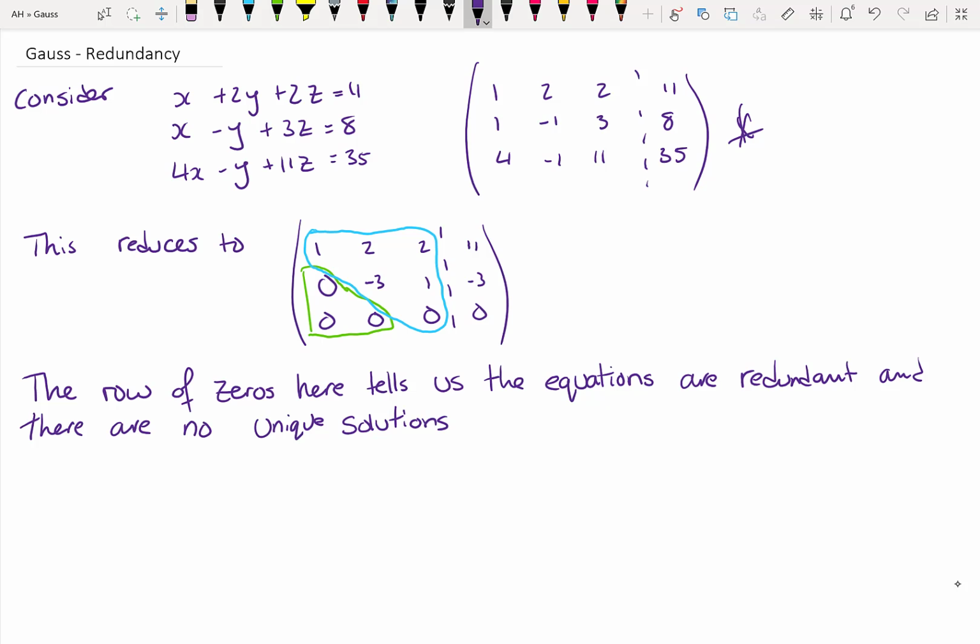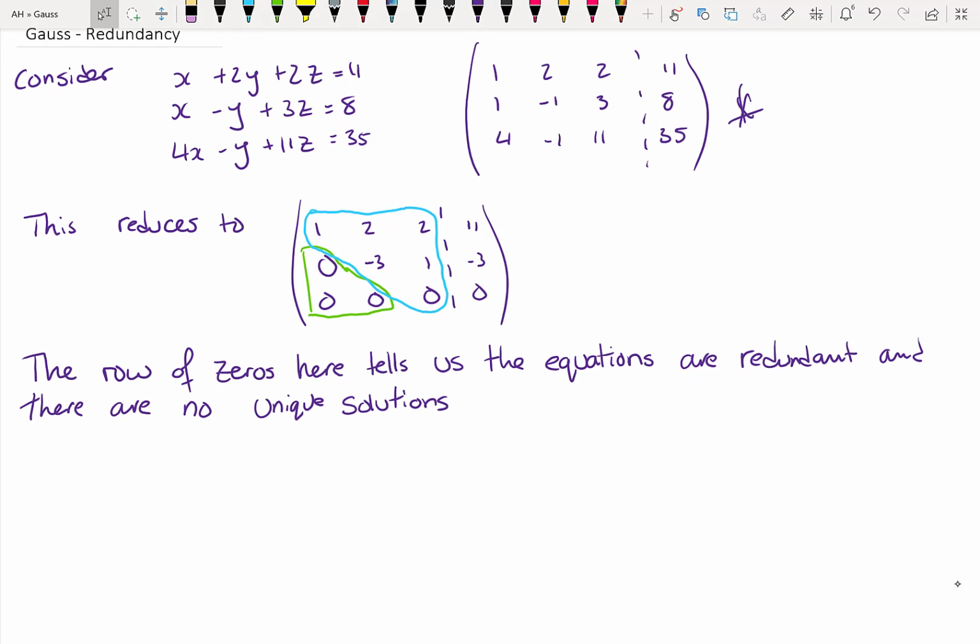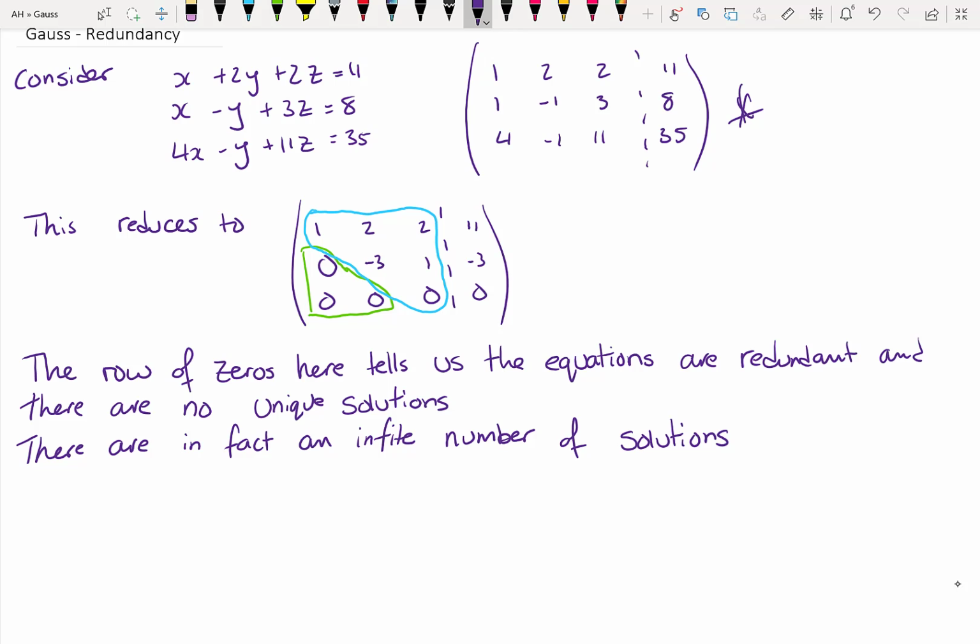Okay, in the last one we looked at inconsistency. There were no values for x, y, and z that met those conditions. And here, it's quite the opposite, because there are in fact an infinite number of solutions. So what we need to do here is pick one of our variables to keep. Okay, so our answers are subject to something.